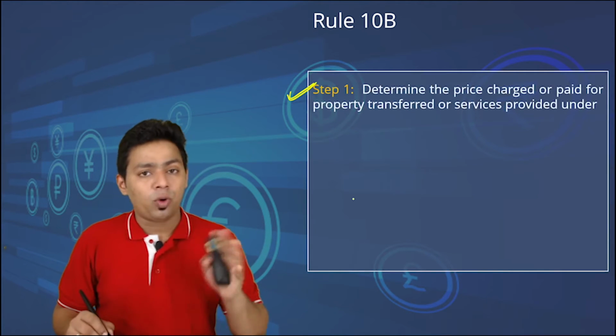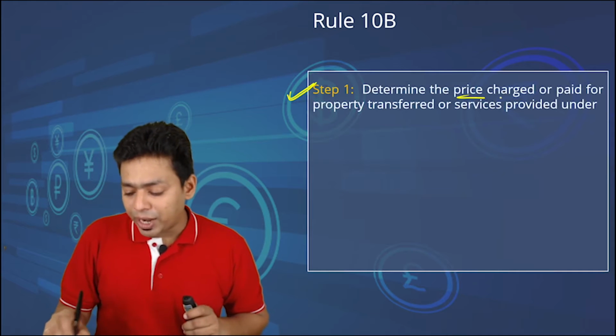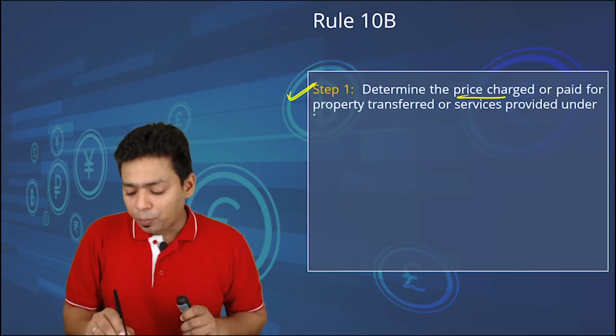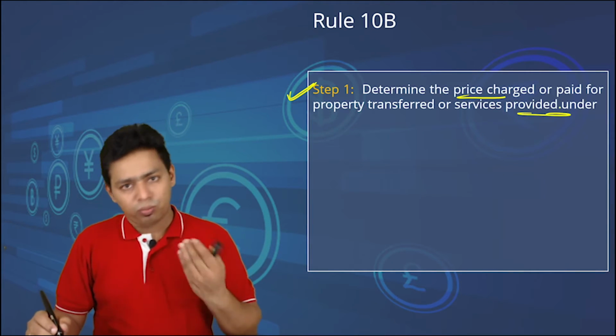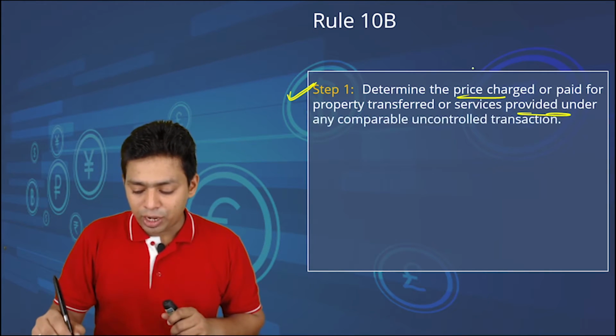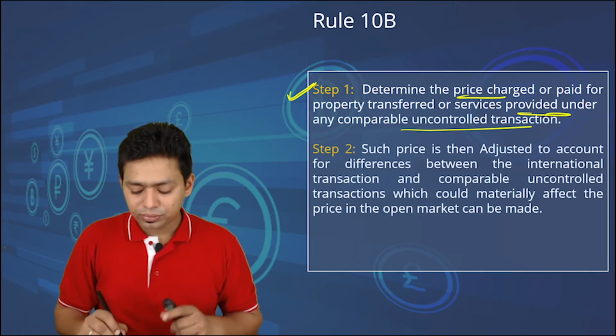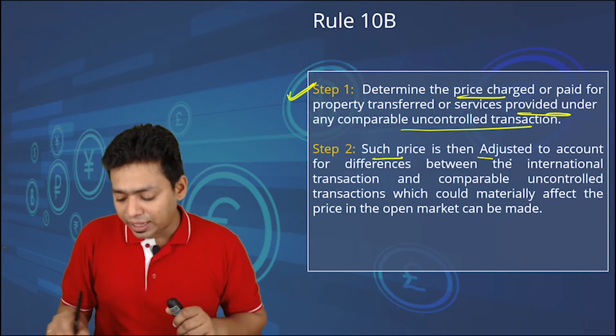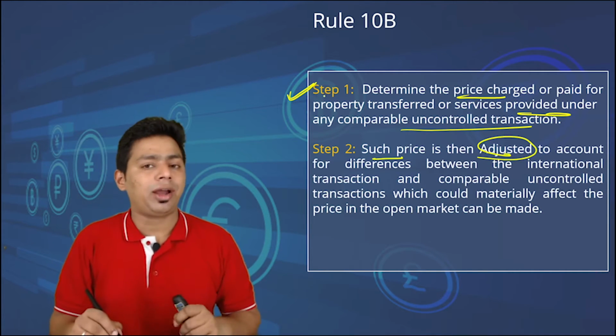Let's see. Step 1. What will we do in step 1? Determine the price charged or paid for property transferred or services provided. So first compute the price charged. This is the actual price for any comparable uncontrolled transaction. Step 2. Such price then has to be adjusted, because a lot of adjusting factors have to be considered.